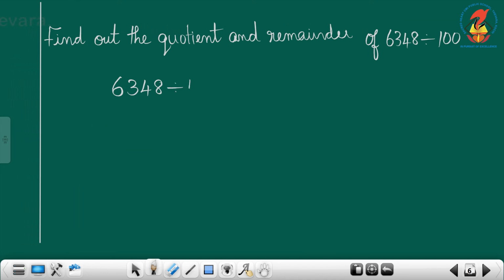So divide by 100. The ones place and tens place numbers go to the remainder. So the quotient is the remaining number 63 and the remainder is 48. If you have any doubt, we can do that calculation here.